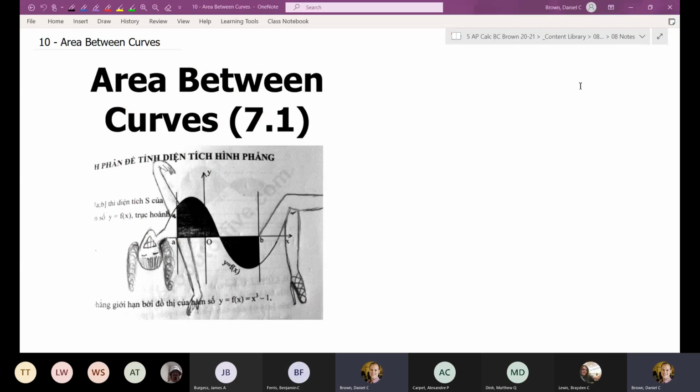This unit is going to be a lot more, how do I say it, very formula based: read the problem, set it up, integrate, get your answer. And it is very, very repetitive.